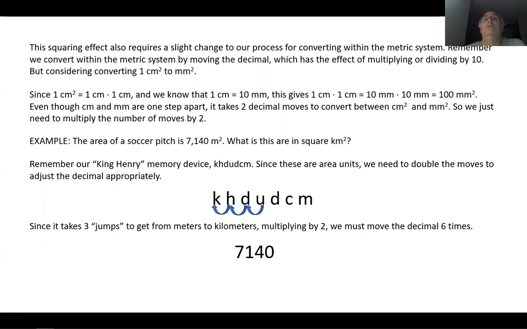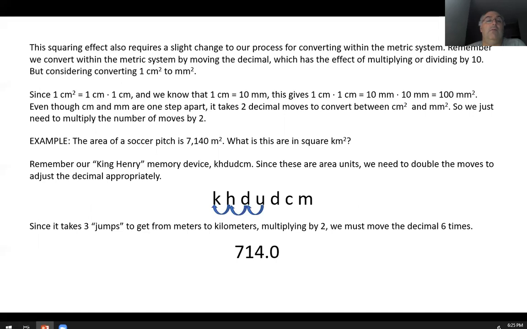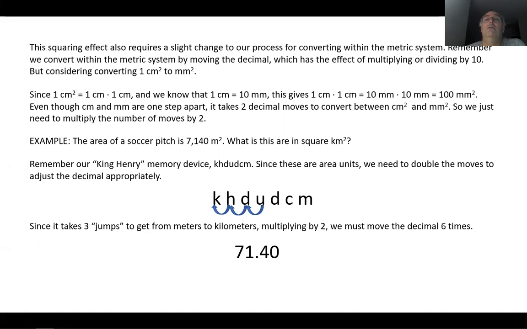So here are our digits, 7,140. And remember, the decimal is actually right back there at the end of the 0. So we move it 1, 2, 3, 4, 5, 6 places. And so the area of a soccer pitch is actually 0.00714 square kilometers.